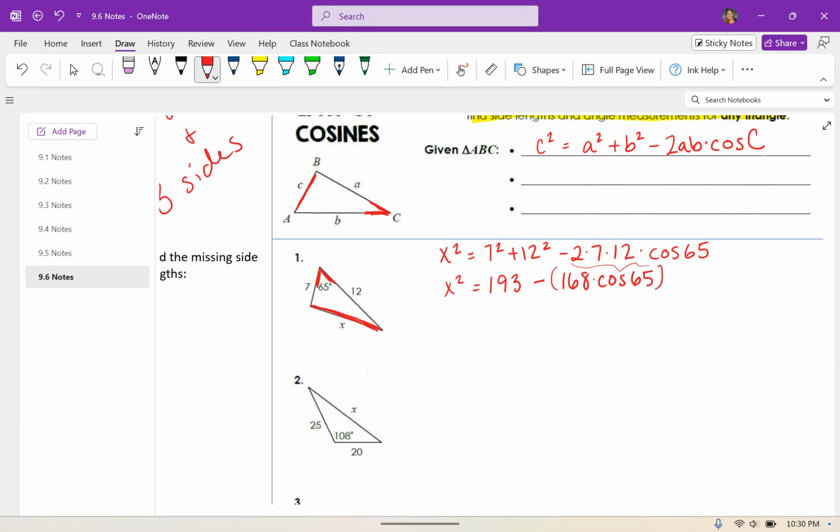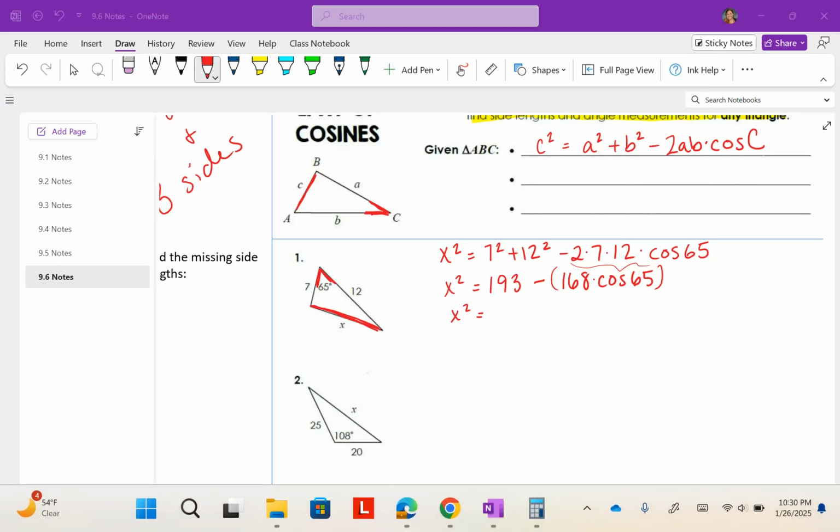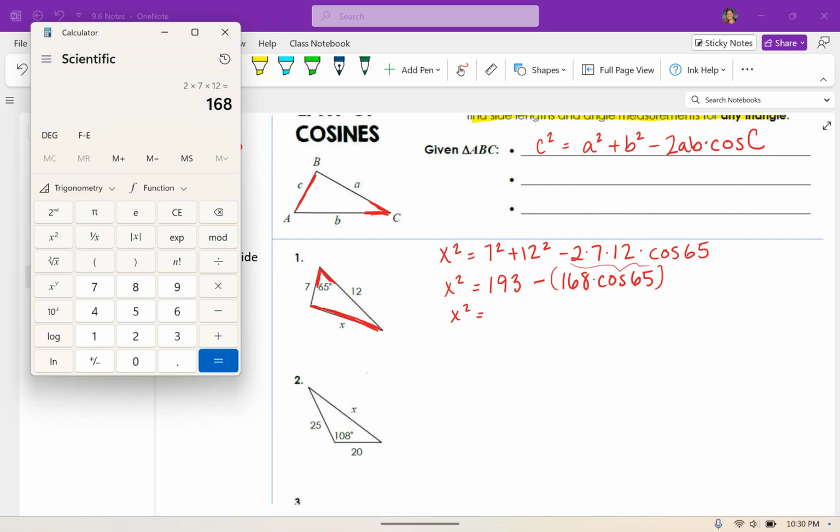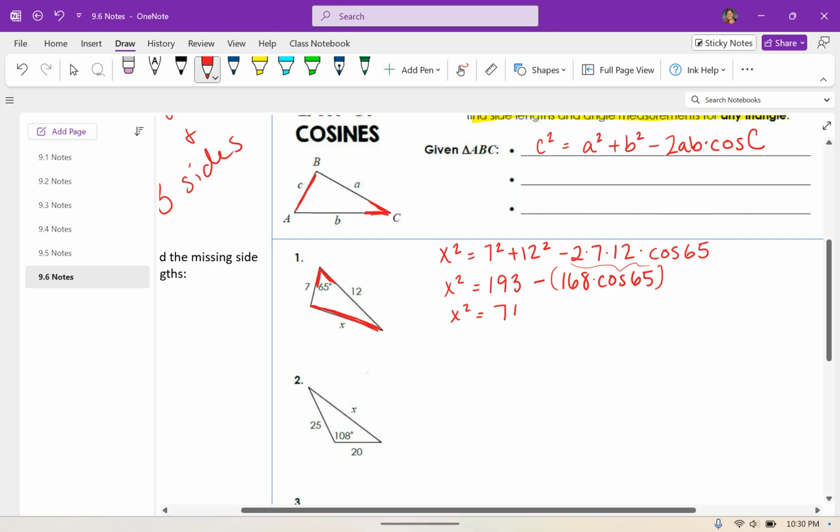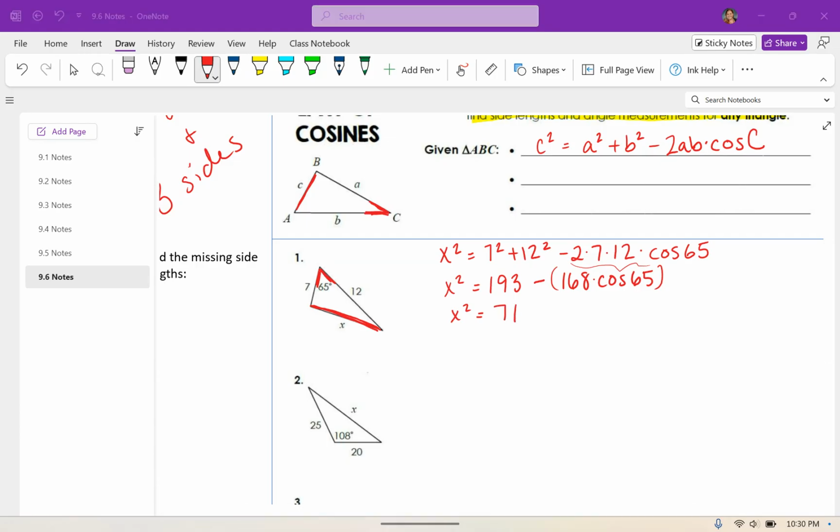When you're doing this, make sure you keep this in parentheses, because this is a product, 168 times the cosine of 65, and PEMDAS exists, and we have to multiply before we subtract. So we're going to do the whole thing that we can on the calculator. 193 minus parentheses 168 times cosine of 65 to get 70.99986. We'll just call this 71 on our paper, but you guys know we don't round until the very end.